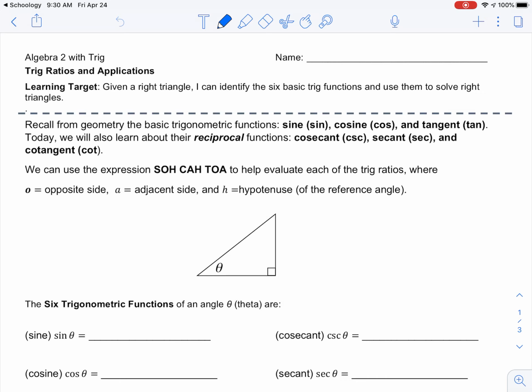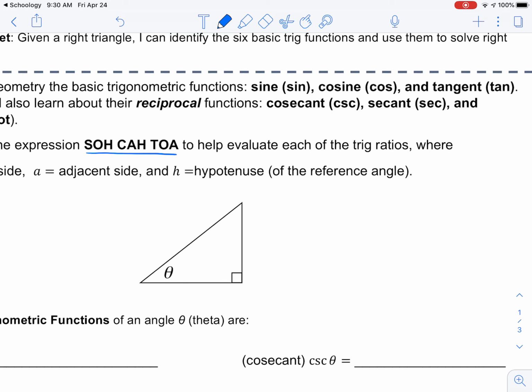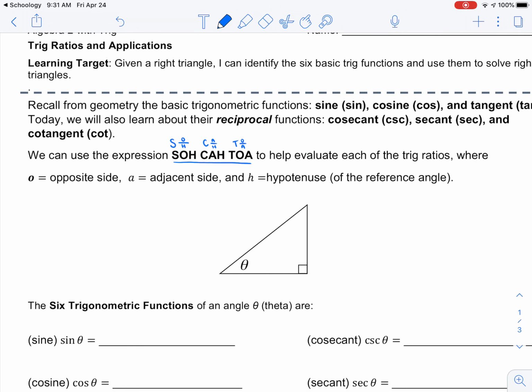Now, if you remember, when we use right triangles and we try to find the ratio of the sides, we use the expression SOHCAHTOA to help evaluate these different trig ratios and set them up. Now, if you guys remember, S goes with sine, and that's when we find the opposite side over the hypotenuse side. Cosine is when we find the adjacent side over the hypotenuse side, and tangent is when we do the opposite over the adjacent. Now, that's what each of those labels mean. The O is for opposite, A is for adjacent, and H is for hypotenuse.